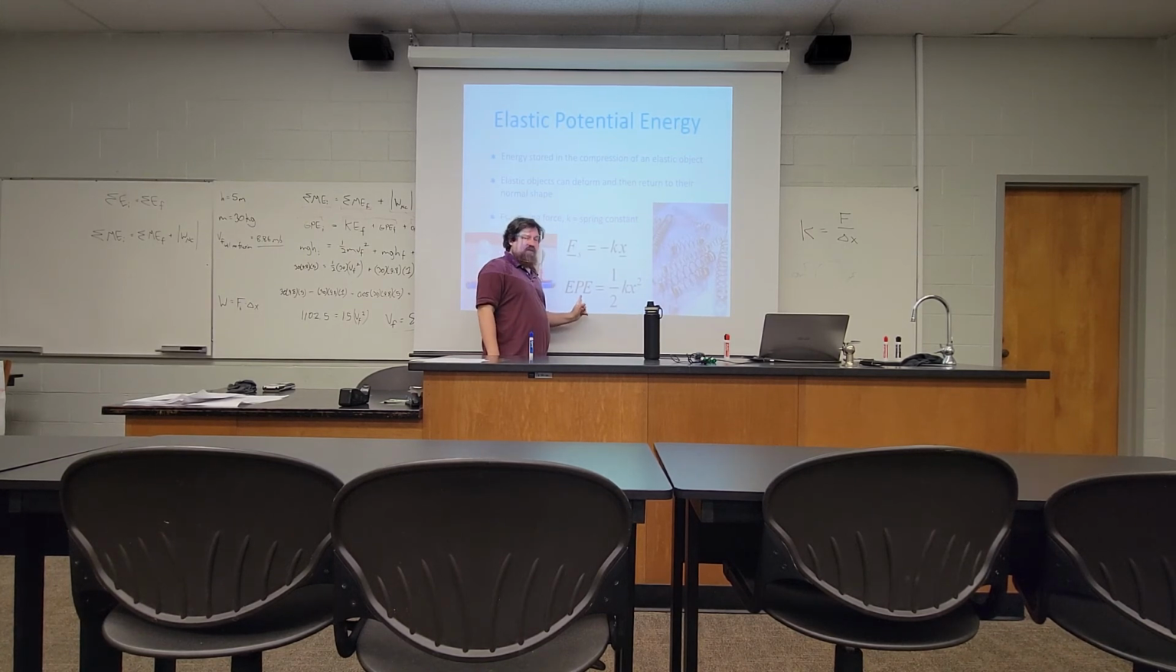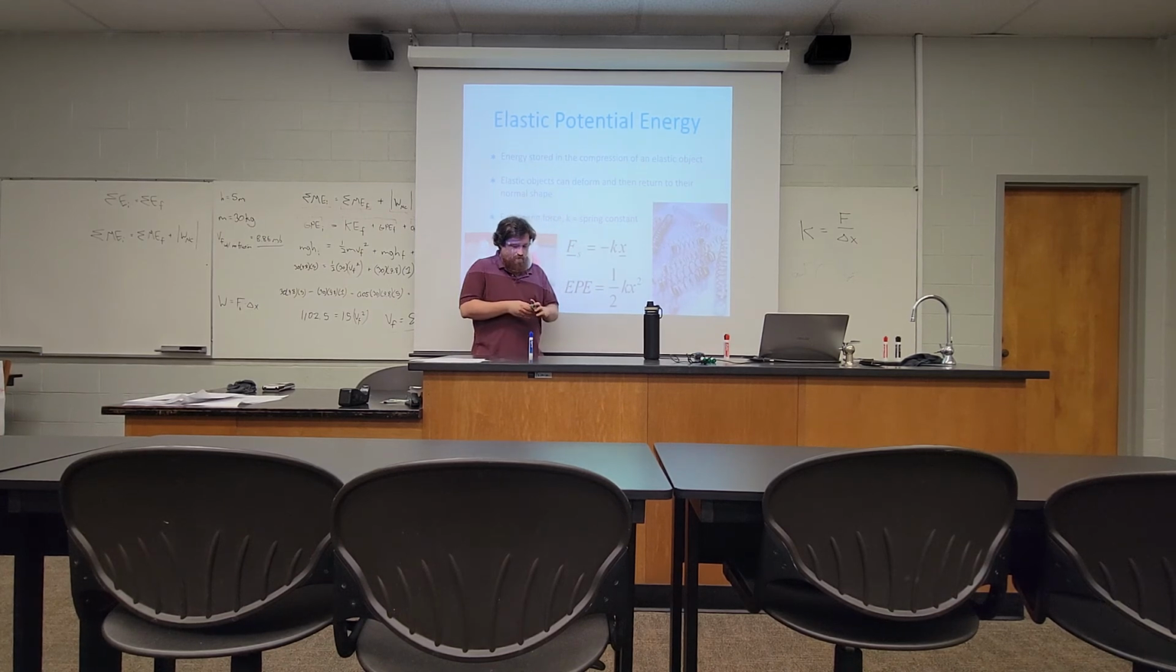The formula for EPE, labeled down here, is 1/2 times k, which I will define in a minute, times x squared. This x term is the magnitude of deformation. It's by how much the object has been stretched or compressed. This tells us that the longer you stretch something, or alternatively, the more you compress something, the more energy is stored inside of it until it goes back to normal.